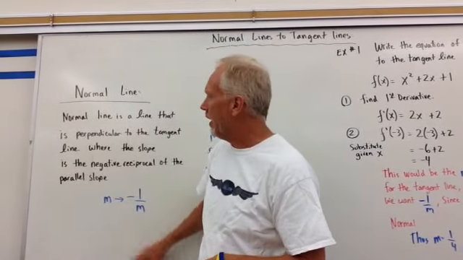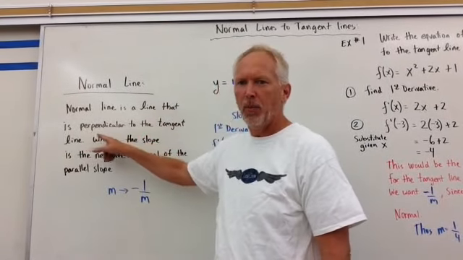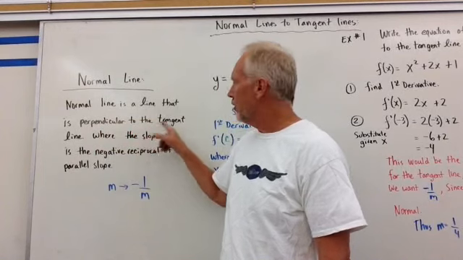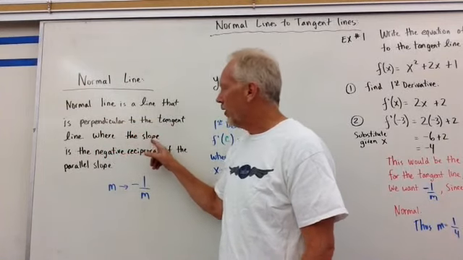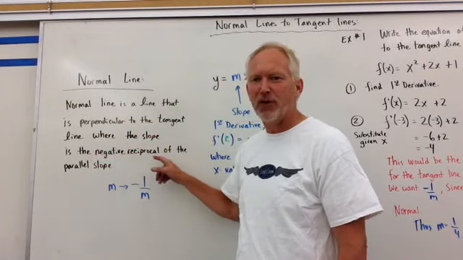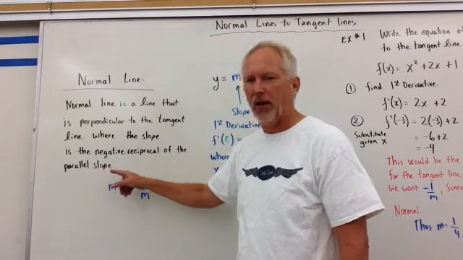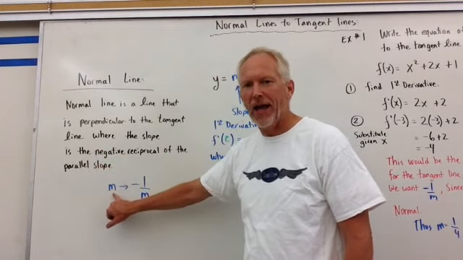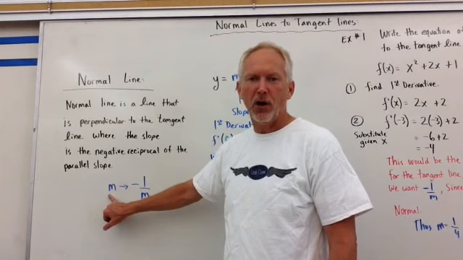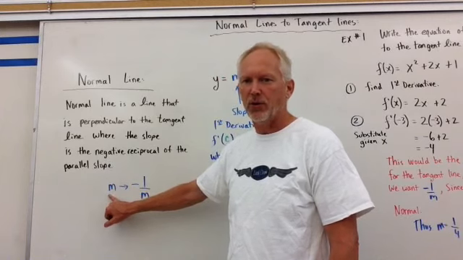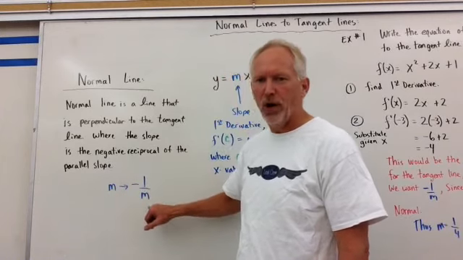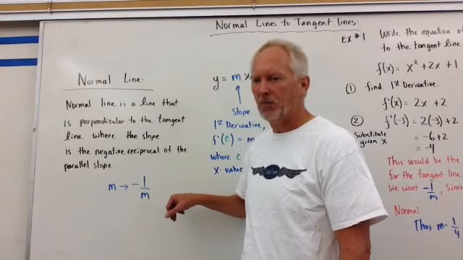A normal line, again, is a line that is perpendicular to the tangent line, where the slope is the negative reciprocal of the parallel slope. In other words, our m value in the slope-intercept form is y equals negative 1 over m x plus b.